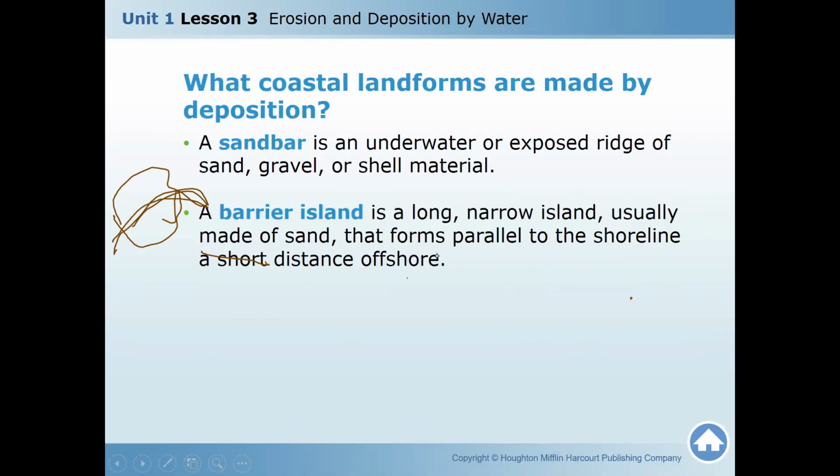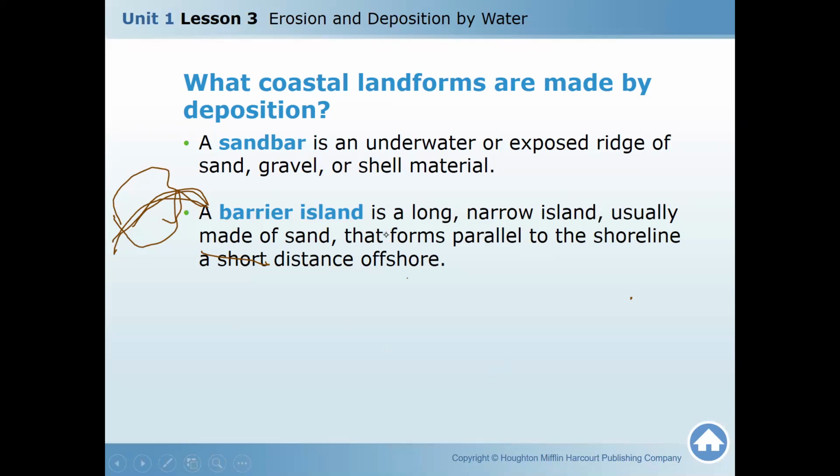What is a sandbar? Normally here, especially in Jeddah, when you go to the beach without your slippers, you can easily see those stones and unwanted material touching your feet. That is not very fine sand, because we have sand, gravels, or shell material.